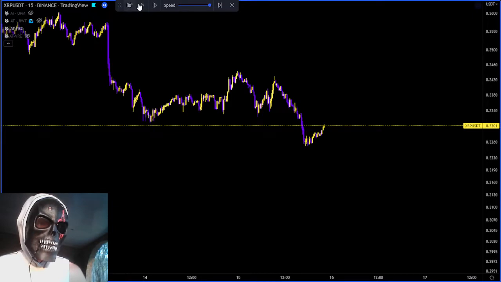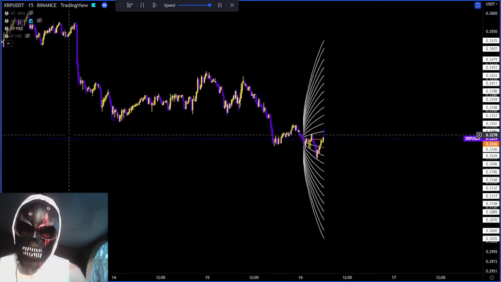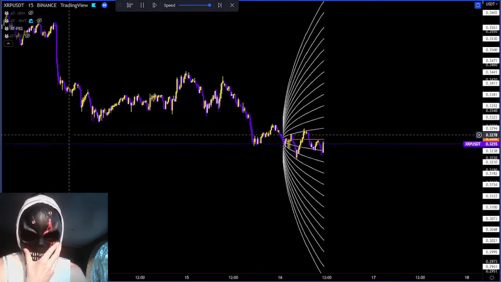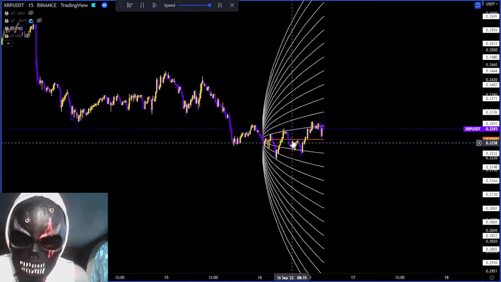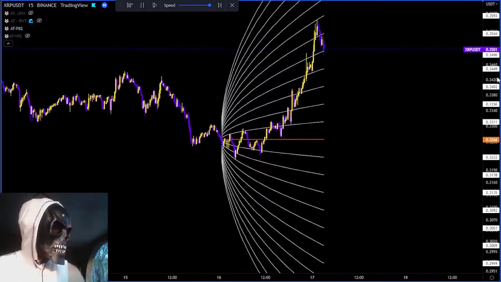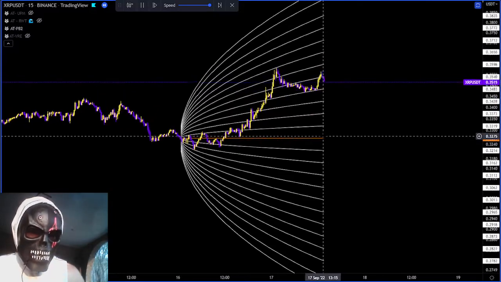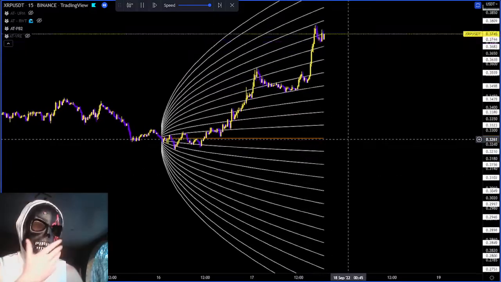Today we will be looking at XRP USDT. This is on a 15-minute distribution cone. The general idea is that we want to come back to this orange mean. You'll see that it has traveled nearly all the way up to the 12th band in due time. This is around about September 17th, so that's still a few days ago.